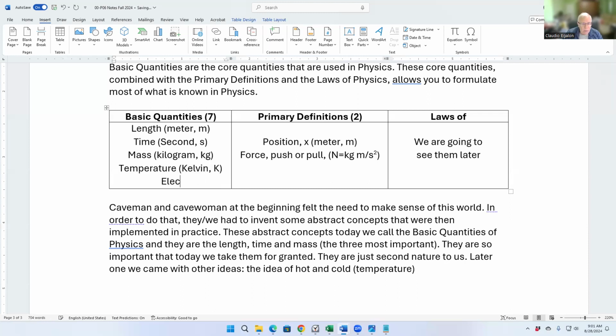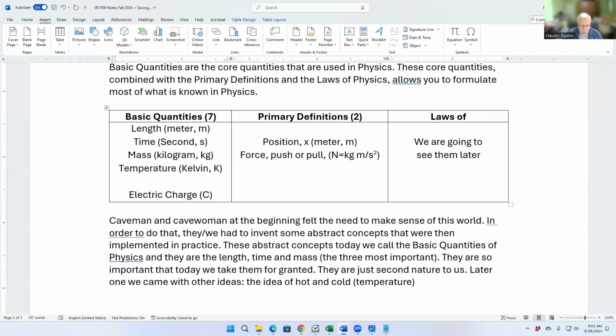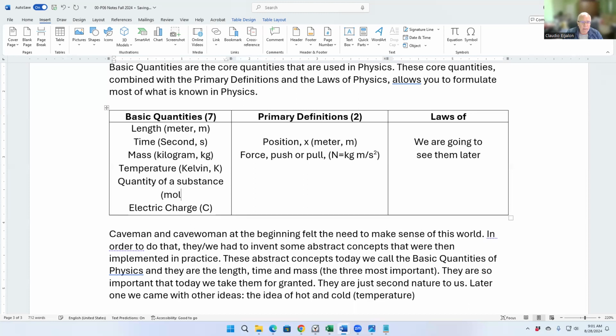The next one is the electric charge. And we use the unit of Coulomb, abbreviated by the letter C, that we're going to see in Physics 7. But before we get into electric charge, we're going to see another basic quantity that is a quantity of a substance, okay? And that we quantify in terms of the mole.